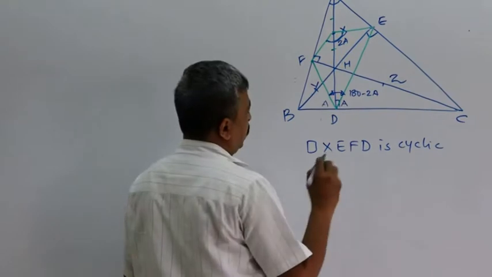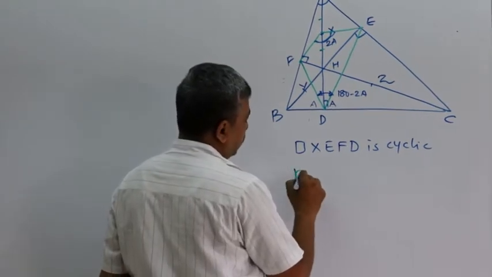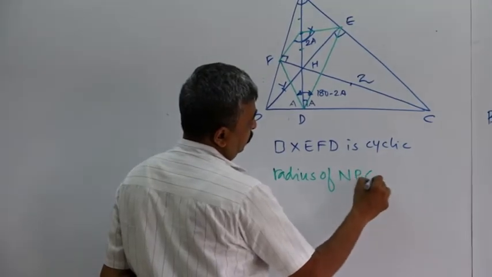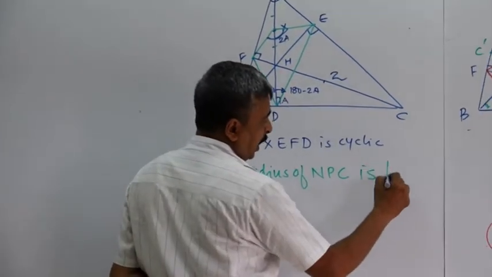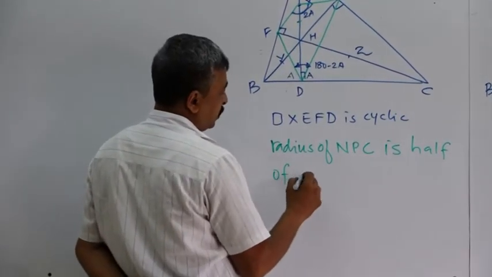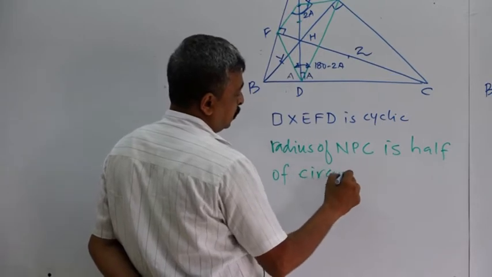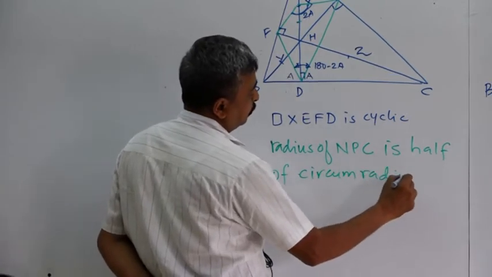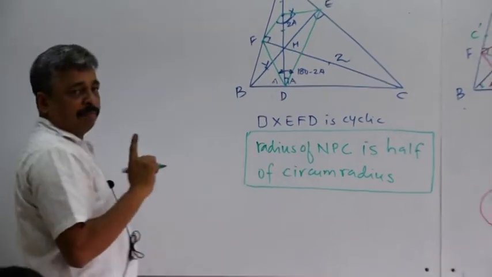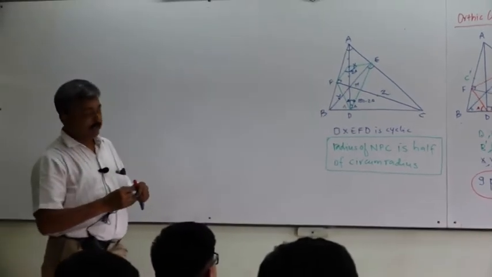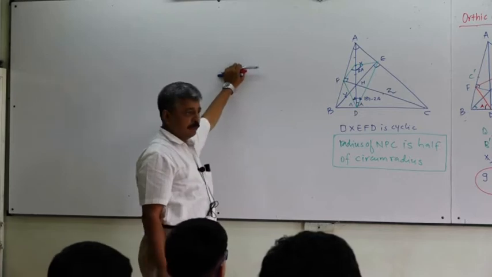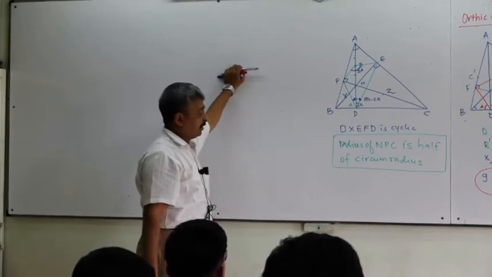But let us assume the radius of the 9-point circle is half of the circumradius. Presently I am just telling you this because it will require a lot of work for me to prove it. We will do it in the evening, last half an hour.